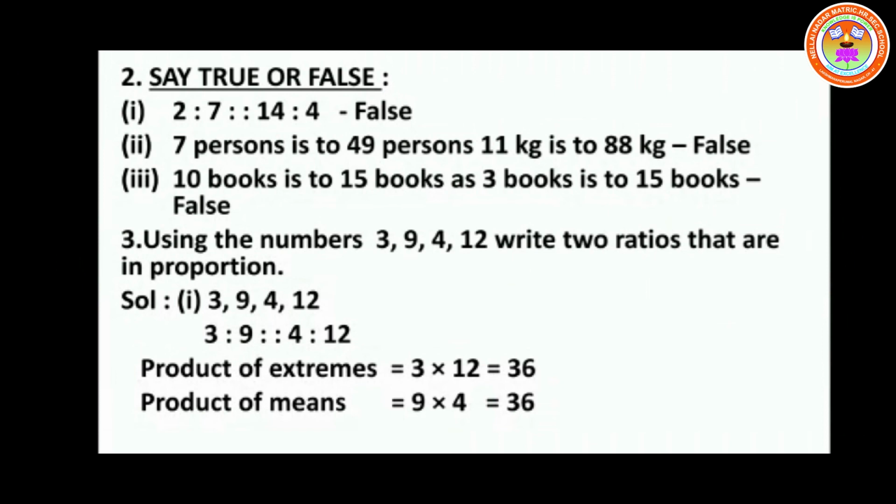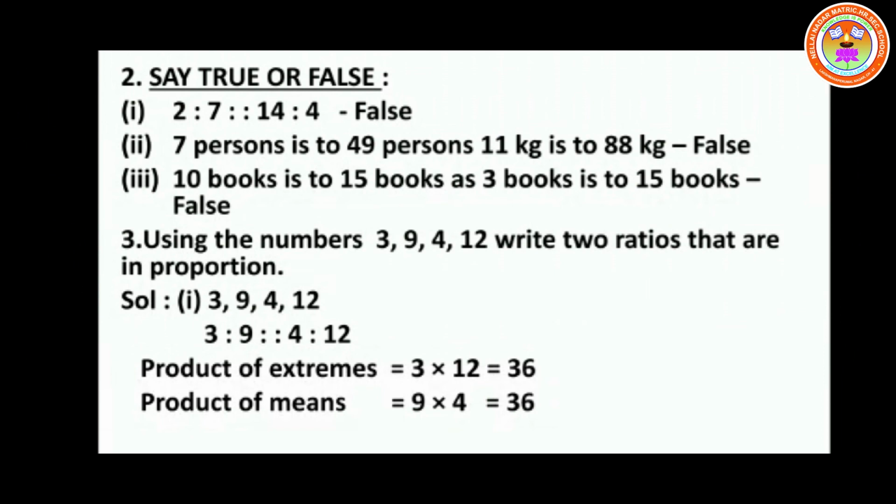Now let us move on to problem number 3. Using the numbers 3, 9, 4, 12, write two ratios that are in proportion. So you have to write two ratios that are in proportion. Now let us take the first subdivision 3, 9, 4, 12. So you can write 3 is to 9 as 4 is to 12. That is 3 is to 9 equal to 4 is to 12.